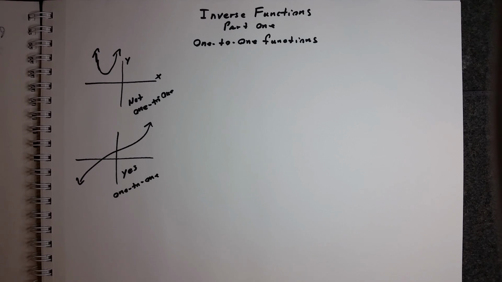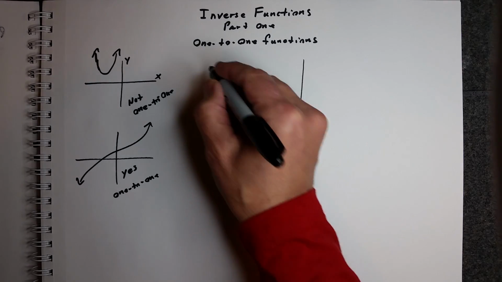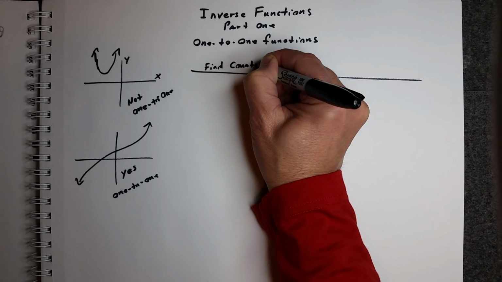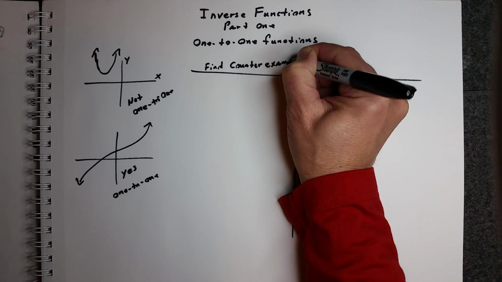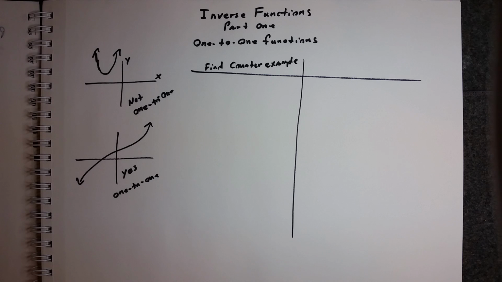So what if you don't have the graph and you still want to figure out if something is one-to-one? Well, there's a couple different methods, and I'll try to quickly go through each of those. One is find a counterexample. In mathematics, something's true only if it's true 100% of the time. So if we can just find one example of where it's not true, then it's not true at all. We can't say that it's true if there's a counterexample.